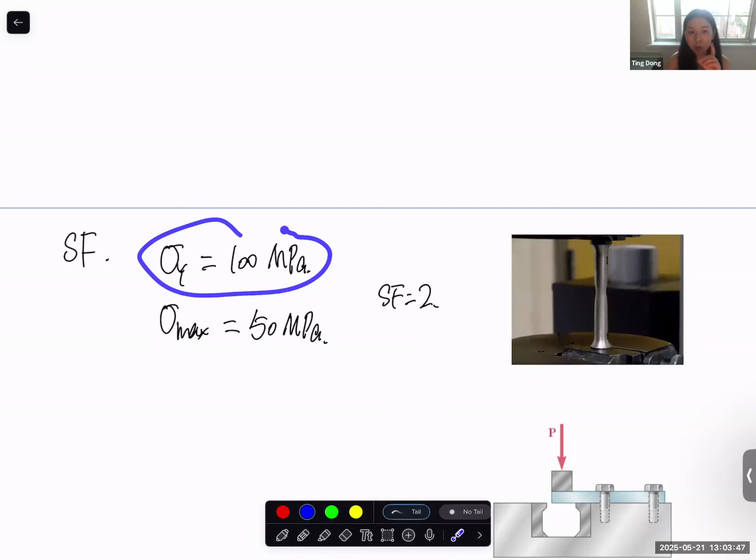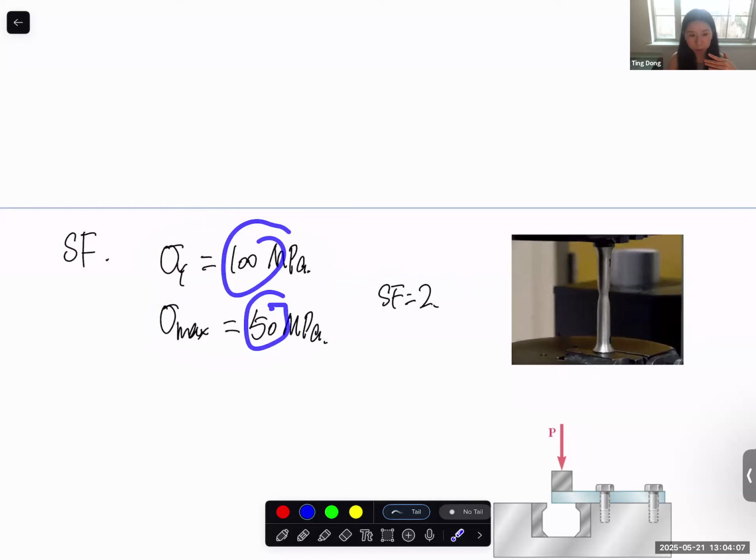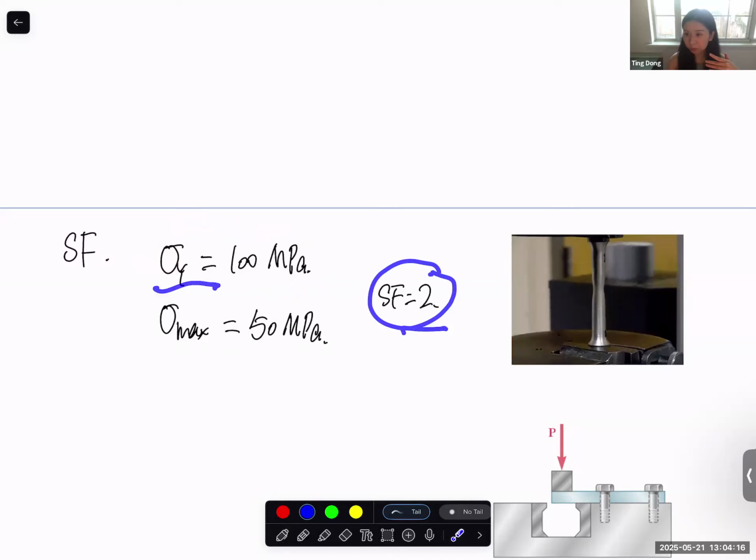If we define when the material starts to yield as a failure of the structure, and we want a safety factor 2, then we need to make sure that the maximum stress in the structure based on the calculation should not be higher than 50 megapascal. So we can say the safety margin here is 50, which is basically 100 minus 50, or you can say safety factor, which is this ratio, sigma y over sigma s, equal to 2. So this is the safety factor.